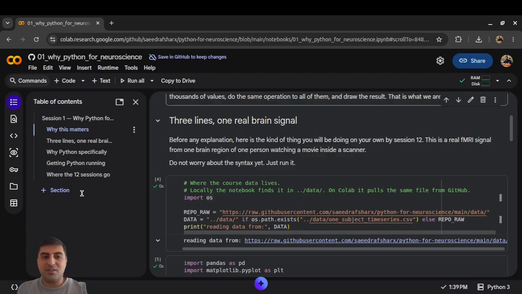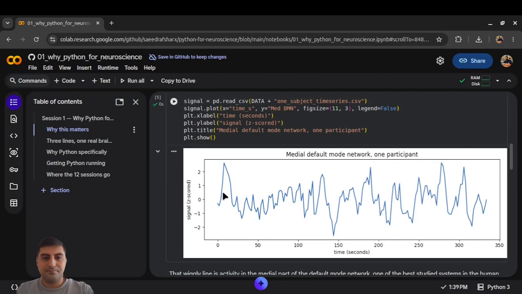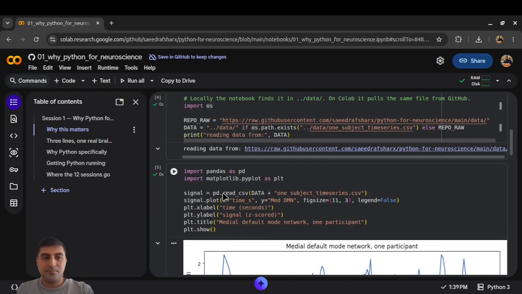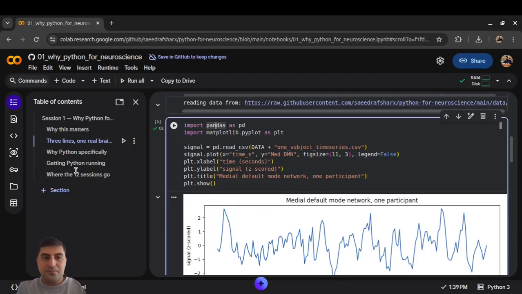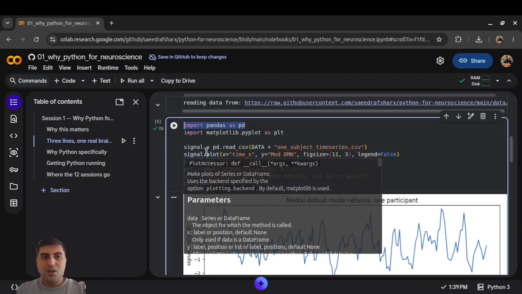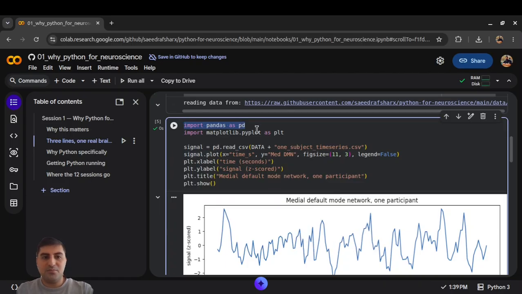What actually happens in those 5 lines? Let's look at what ran, without me actually teaching anything of it yet. The first line brings in pandas, which handles the tables. The second line brings in matplotlib, which draws.